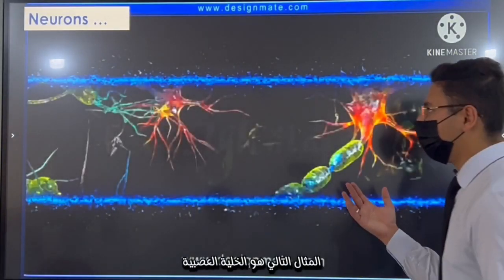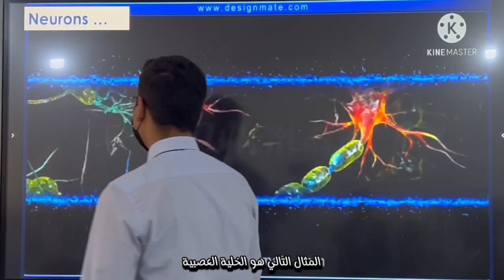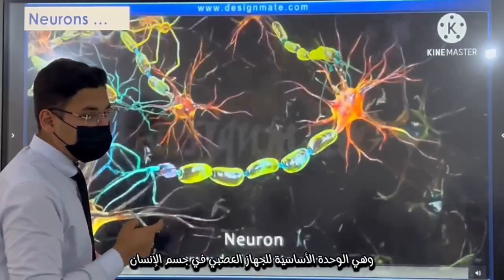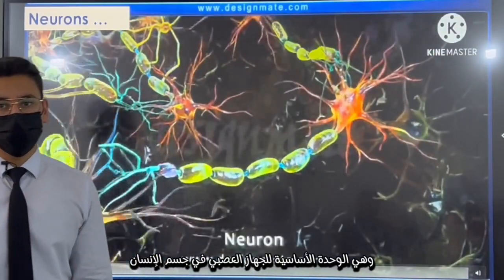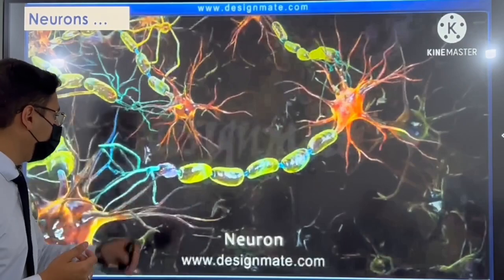The next example is the neurons, which are the basic unit of the nervous system in the human body. SubhanAllah.